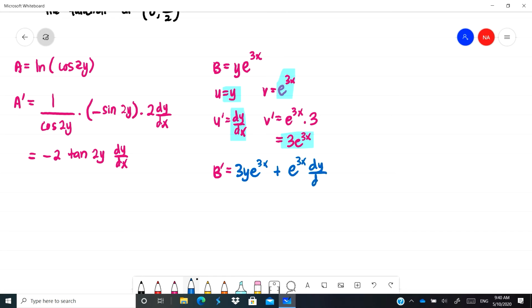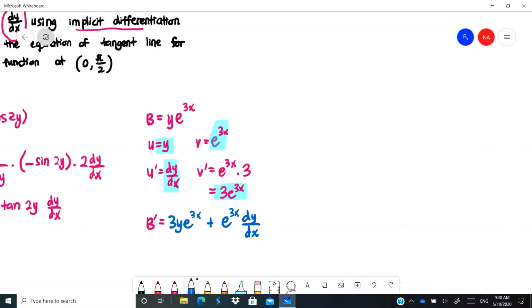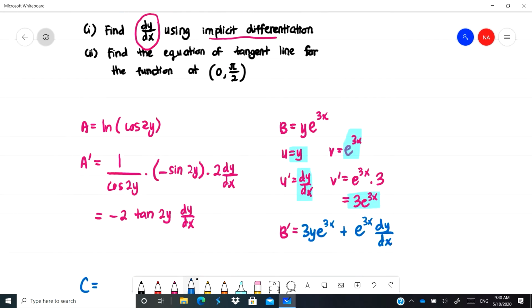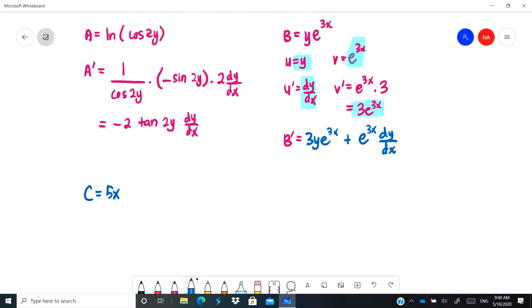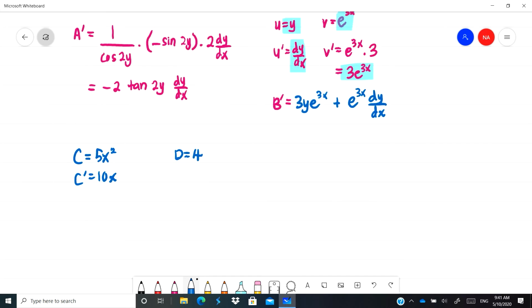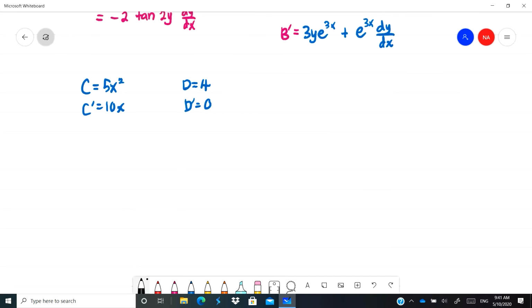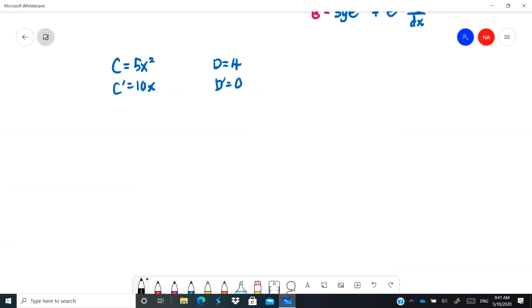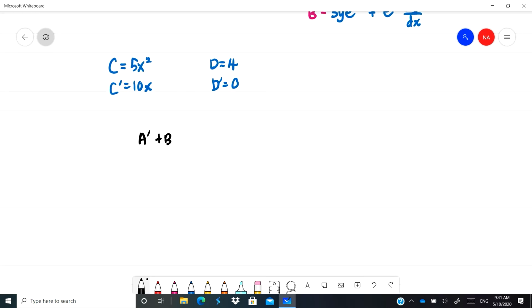dy over dx. Next we're going to differentiate C, where C is 5x squared. So C prime should be 10x, and D is given by 4. That is a constant, so differentiating the constant we get 0. So I'm going to substitute into the formula where A plus B minus C equals D. So we get A prime plus B prime minus C prime equals D prime.